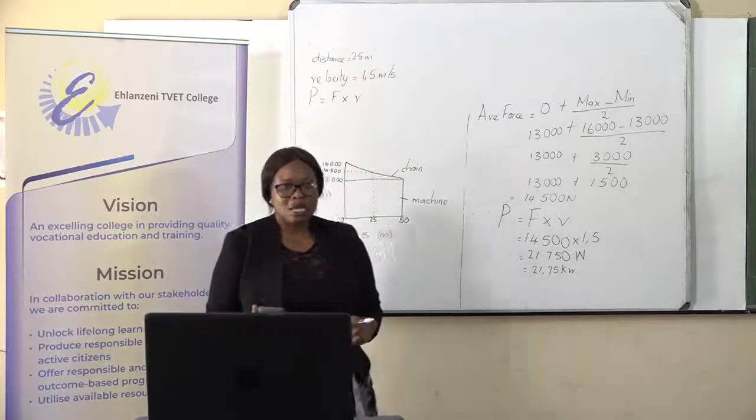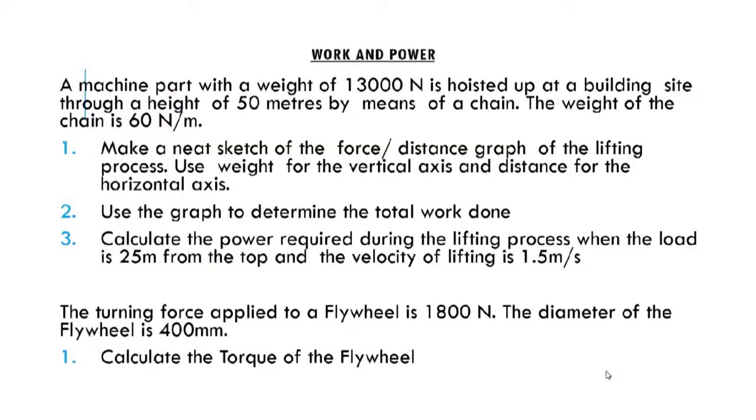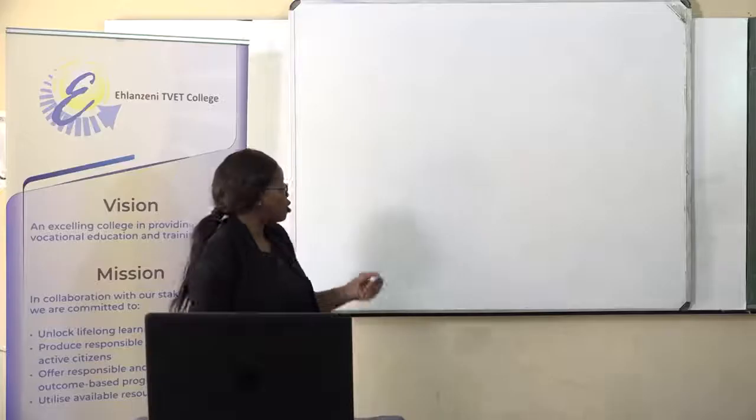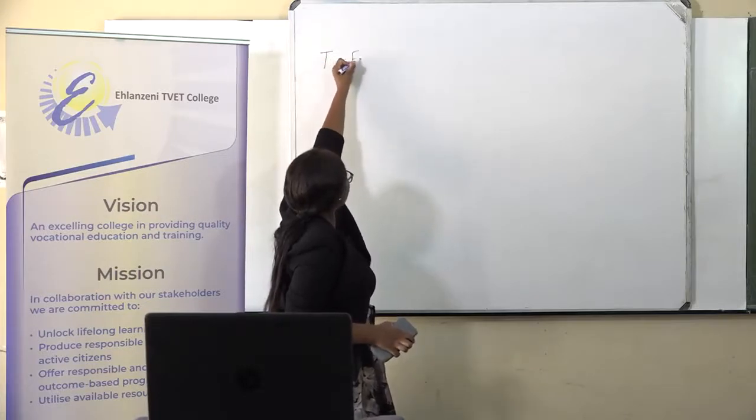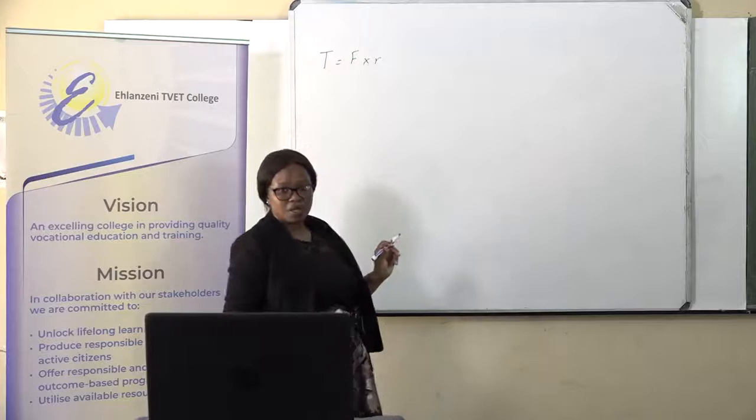Then our last question is saying the turning force applied to a flywheel is 1,800 newtons. The diameter of the flywheel is 400 millimeters. We are asked to calculate torque, and now we know what torque is. Torque is a product of perpendicular force and the distance from the fulcrum. So our formula here is torque is equal to force times radius. Let's put down the data.